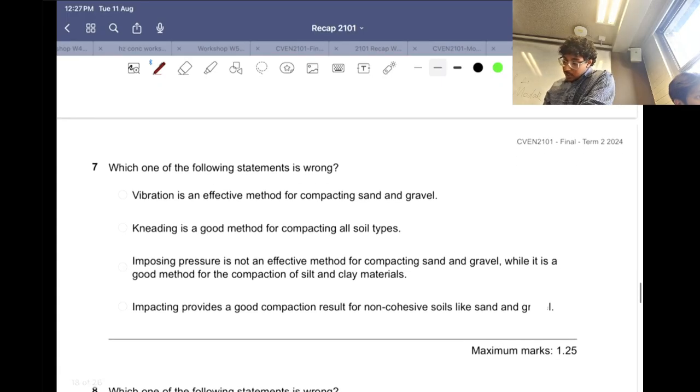Which one of the following statements is wrong? Vibration is an effective method of compacting sand and gravel. Kneading is a good method for compacting all soil types. Imposing pressure is not an effective method for compacting sand and gravel, while it is a good method for compaction of silt and clay materials. And impacting provides a good compaction result for non-cohesive soils such as sand and gravel. What do we think?